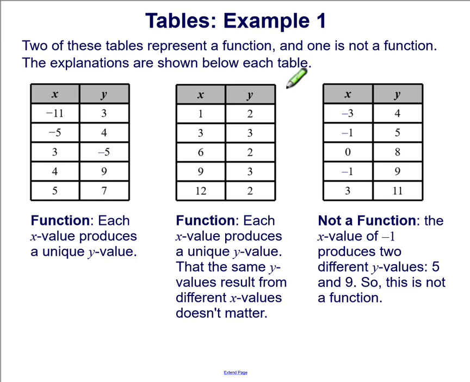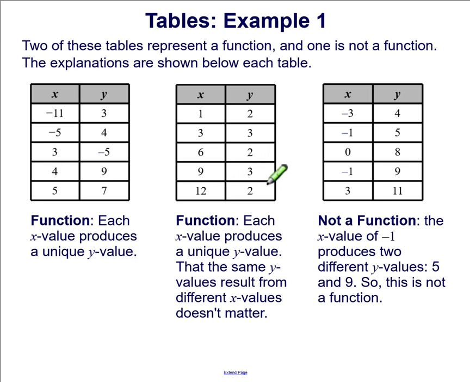The second table also represents a function. Each x value produces a unique y value. Now notice that the same y value resulting from different x values doesn't matter. So here we see the 2 is represented 3 times, but the input 1 only has one answer. The input 6 only has one answer. The input 12 only has one answer.